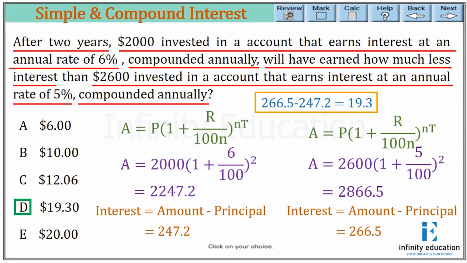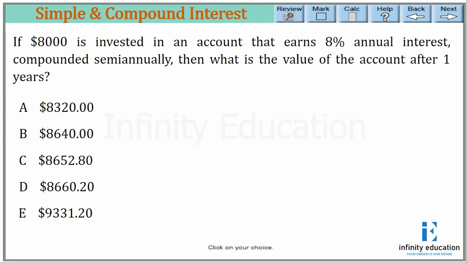Now let's do one more example. If $8,000 is invested in an account that earns 8% annual interest compounded semi-annually. Semi-annually means in a year it will be compounded 2 times. Then what is the value of the account after 1 year? So we can see it is compounded semi-annually. So we must utilize the alternative formula, that is A equals P into (1 + R/(100N)) to the power NT, where P is the principal, N is the number of times in a year it is compounded, and T is the time period.